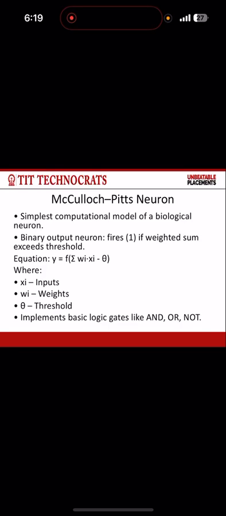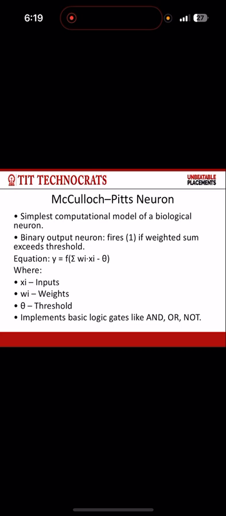So this is the first model, the McCulloch-Pitts neuron. It is the simplest computational model of a biological neuron, like a binary output neuron, which fires if the weighted sum exceeds a threshold value. And the equation is y equals f of summation of xi wi minus bias, where x is the inputs and w is the weights.